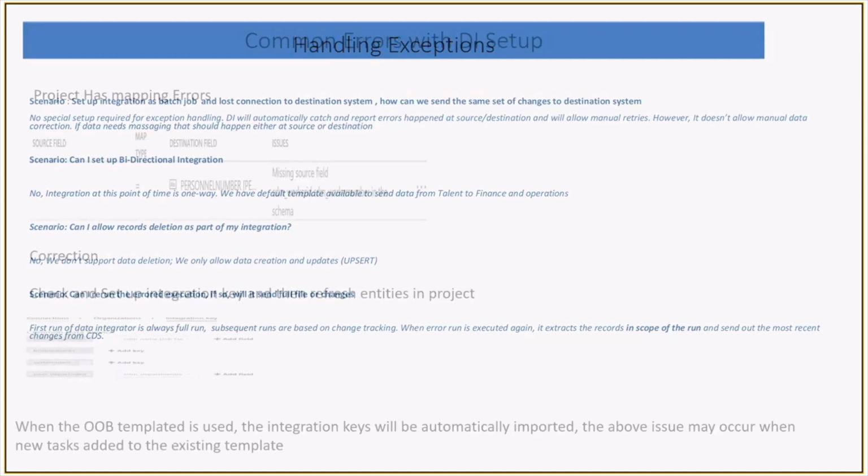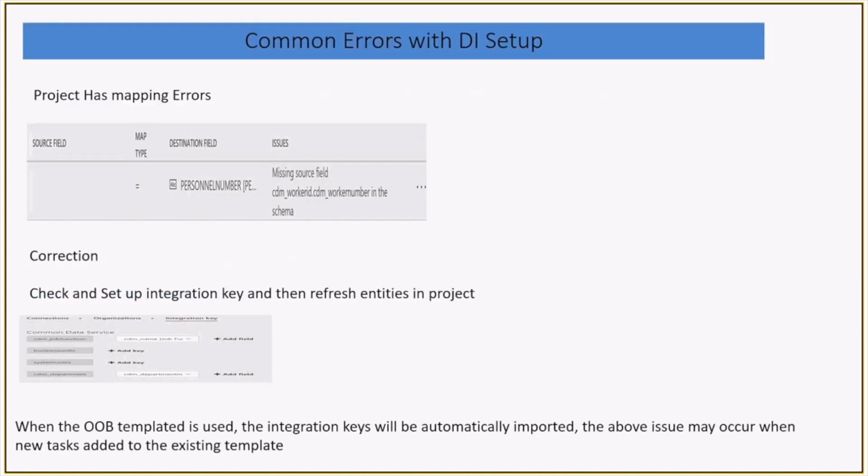Another error we used to have is when you have mapping errors like this, where it says that there are missing source fields. You might want to check and revisit your integration keys. Those integration keys will be populated out of the box, but if someone has gone to that connection set and maybe removed some of them, you need to correct that. Also, sometimes it happens if you haven't refreshed your entity list in Finance and Operations. So make sure that you do that as well.